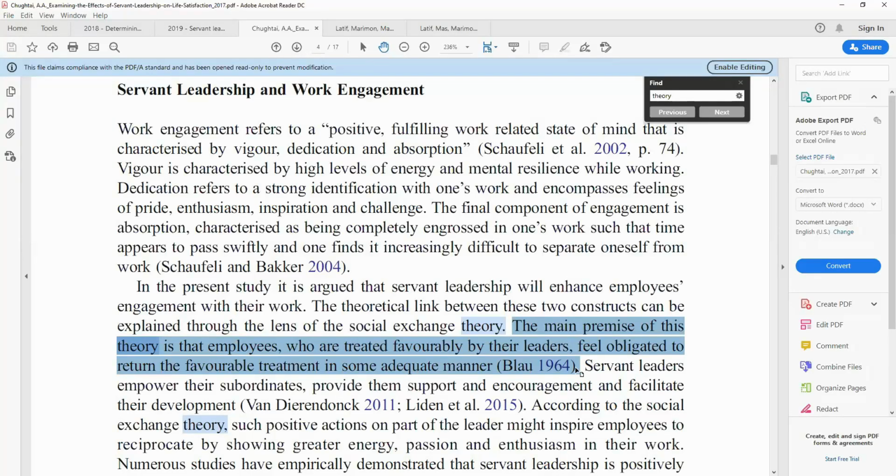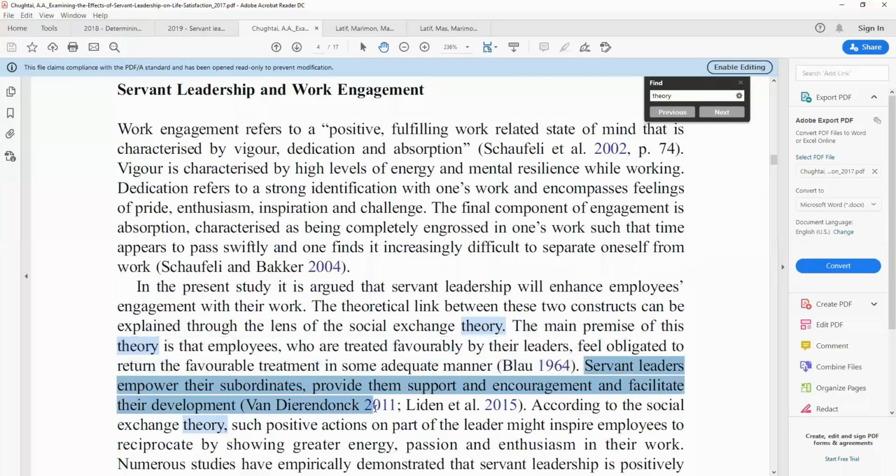in their work. What servant leaders do is empower their subordinates. They provide them support, encourage them and facilitate them. And according to social exchange theory, such positive actions on the part of the leader might inspire employees to reciprocate by showing greater energy, passion, and enthusiasm in their work. And this is what we normally refer to as work engagement. So you are more engaged, more focused, and you show much zeal, energy and passion in your work. So this is how you use a theory to relate different variables.